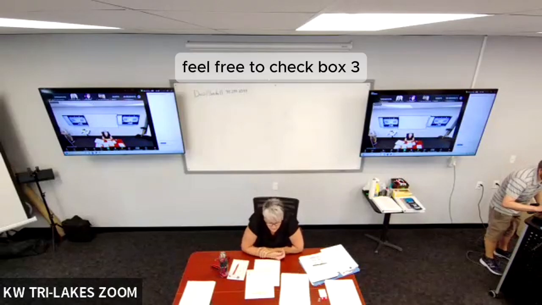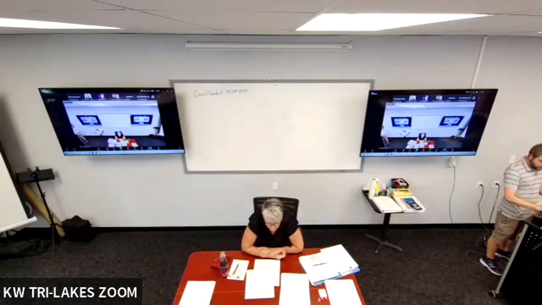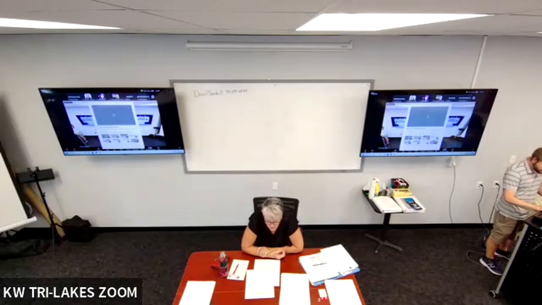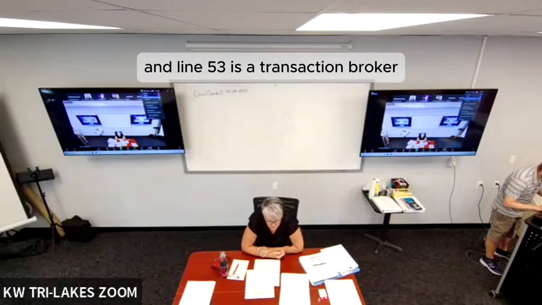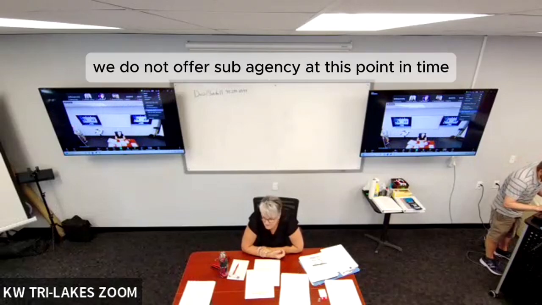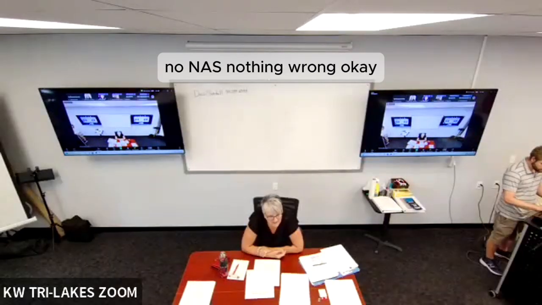Don't forget to check box 3, cooperation shared compensation. Again, it says what it's for. We're going to cooperate with other brokers. Line 51 is for a buyer's agent, and line 53 is a transaction broker. As always, line 49, we do not offer sub-agency at this point in time. No reason to put NA on 50. No NAs. None at all anymore.